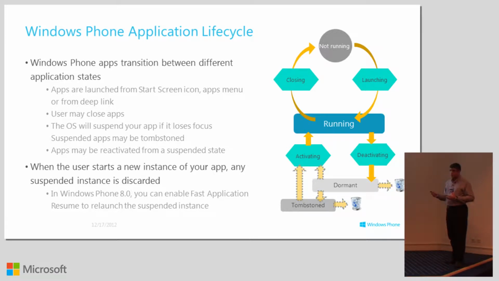So the stages basically are going from not running, right? So when your application is not running to the running state, and then from running to not running. So I start an application from the home screen. I launch an application, the application starts. I come to the main page, click the back button, the application closes, and I'm back. So it goes from not running to running, and then from running to not running. Okay?